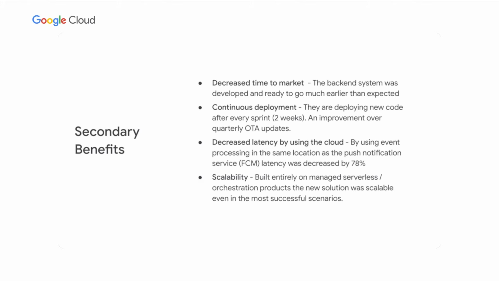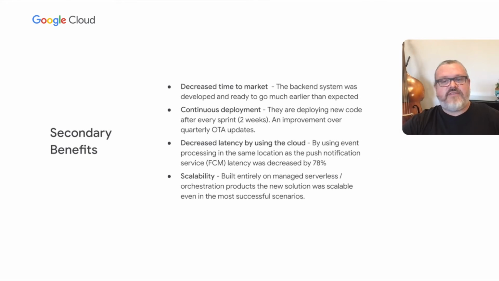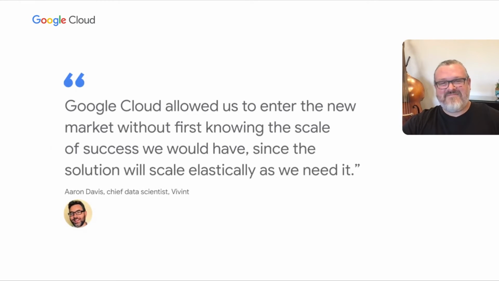By using event processing in the same location as the notification service, they were also able to decrease latency by 78%. And finally, built entirely on managed serverless and orchestration products, the new solution was scalable even in the most successful scenarios. Vivint didn't have to worry about scalability out of the gate, as they were able to rest assured in the confidence of Google Cloud's ability to scale.